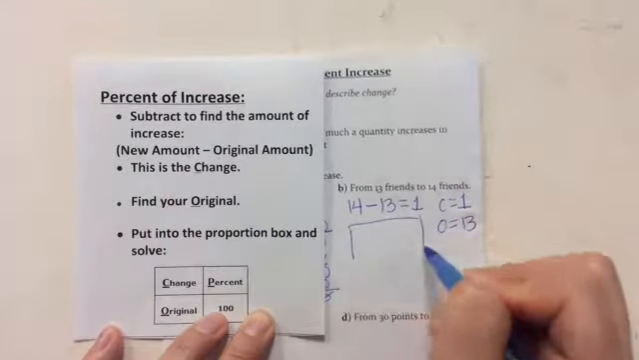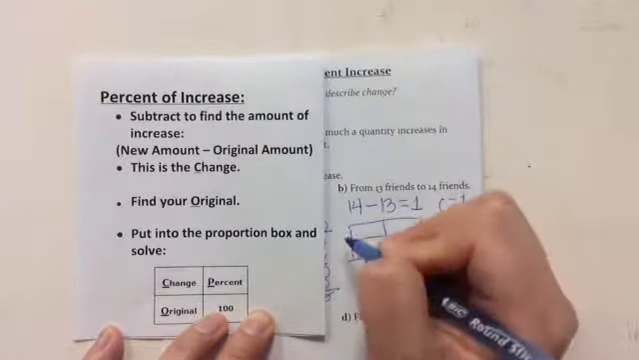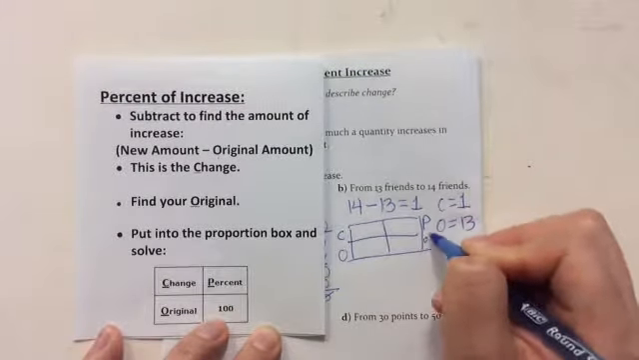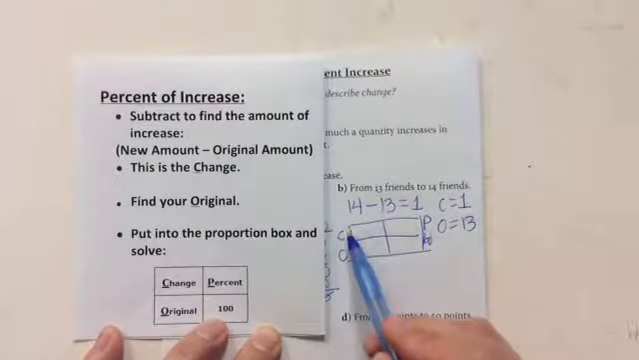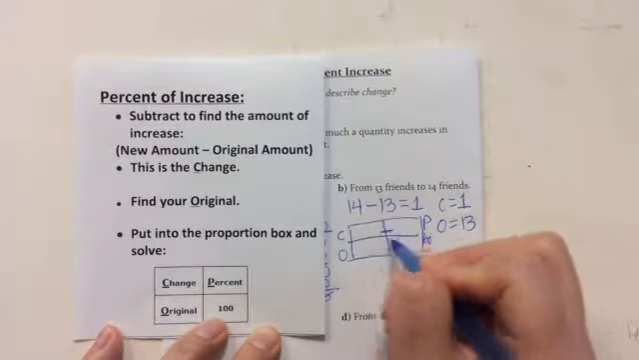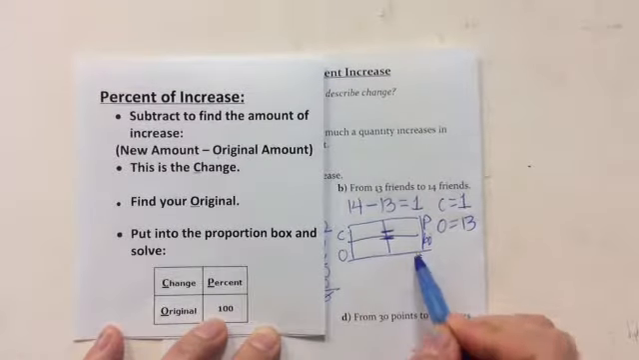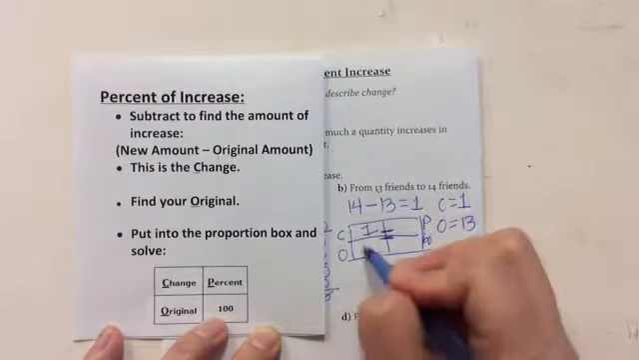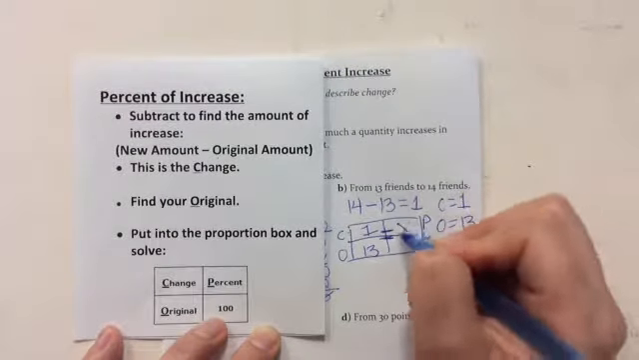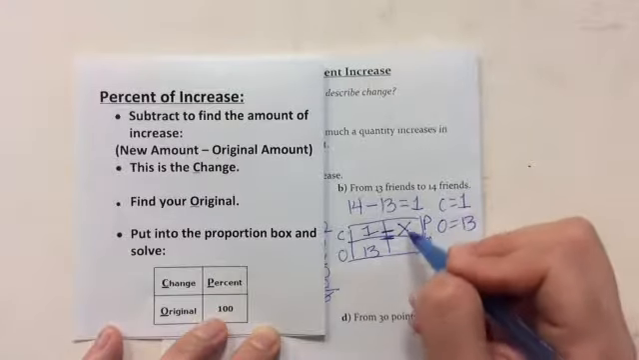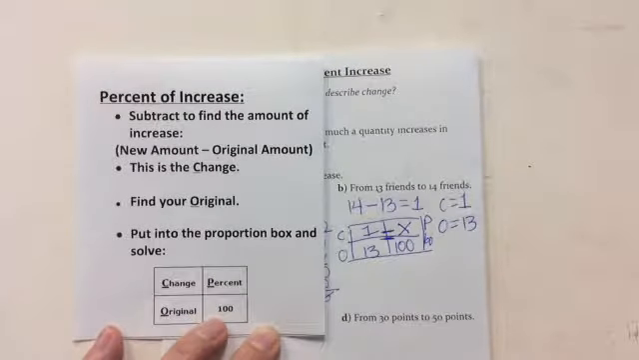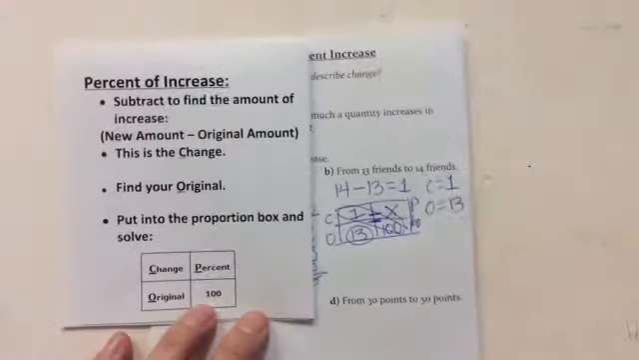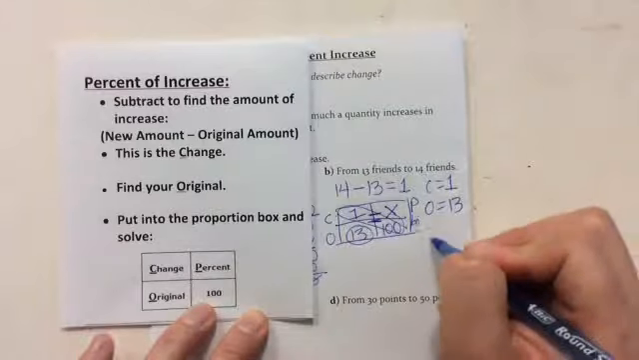And then you do your box again. Remember, this is just to help you organize your answer. Change. And remember, this is a proportion. Don't forget, this fraction equals this one. The change was 1. The original is 13. The percent, I don't know. That's what I have to find. And I know I measure percentages out of 100. So you cross multiply and divide by 13. 100 times 1 is 100.